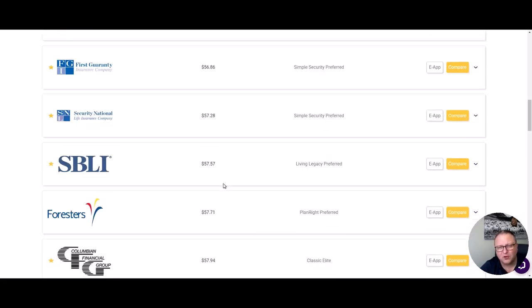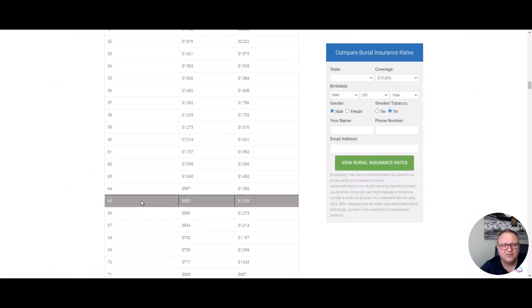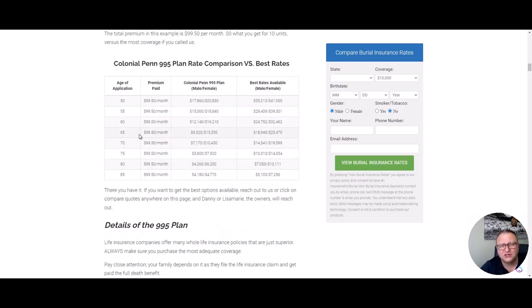Day one coverage with 1, 2, 3, 4, 5 multiple carriers. Now keep in mind, with Colonial Penn at age 65, it's $932 in coverage per unit. So for $99.50, you get $9,320 in coverage. If you're a lady, you're getting $13,333 in coverage. Let's go back up to this table. At age 65, you're only getting $9,320 in coverage.